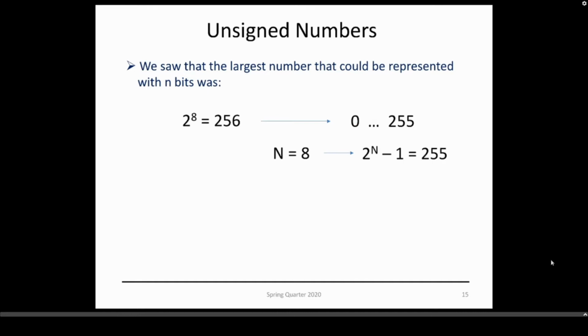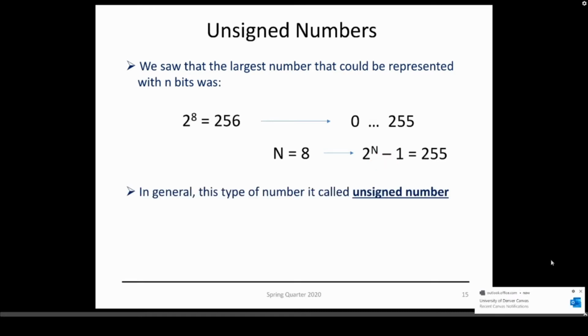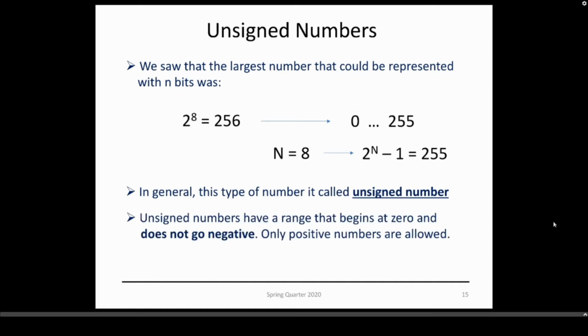And one of the formulas that you can use to find this largest number is 2 to the n minus 1. And in general, this type of number is what we call an unsigned number. It does not have a sign. It's just positive values. There is no way that we can represent negative numbers with an unsigned number. Only positive numbers are allowed.